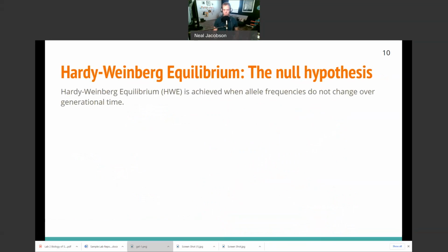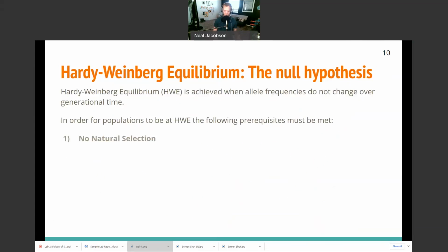Hardy-Weinberg equilibrium is achieved when allele frequencies do not change over generational time. When does that ever happen? Never. But that's our null hypothesis. So the Hardy-Weinberg equilibrium is where populations do not evolve. And in order for populations not to evolve, these 5 things have to happen.